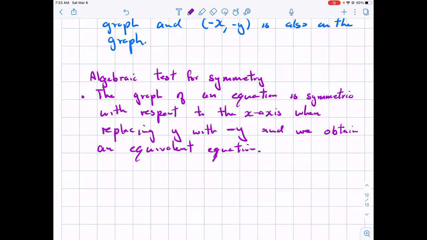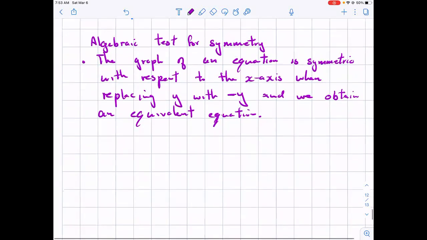So what it means is that if you have an equation, and you take out the y and you put a minus y and you do algebra and you get back that same equation, then it is symmetric to the x-axis.